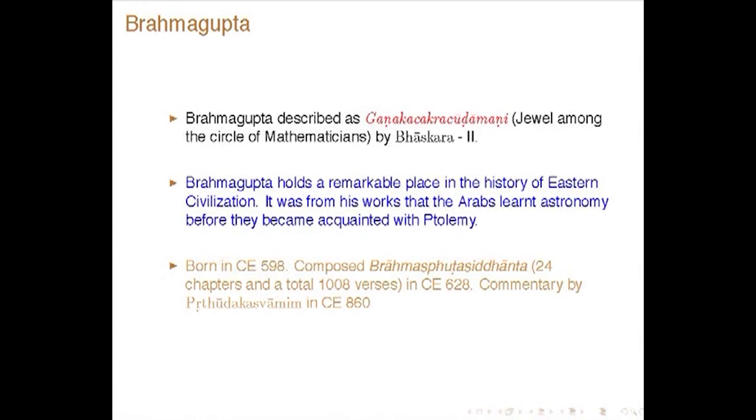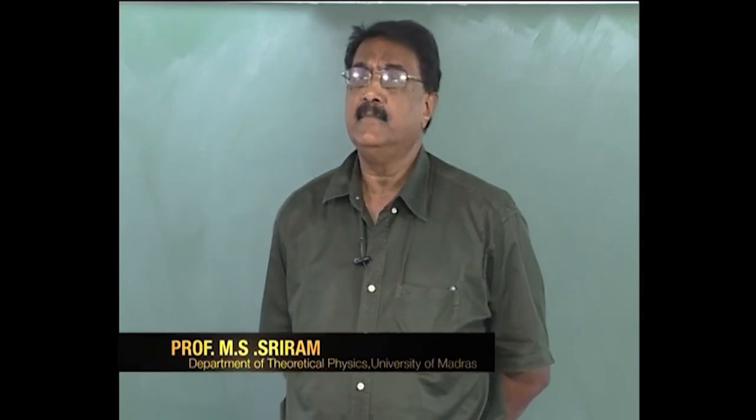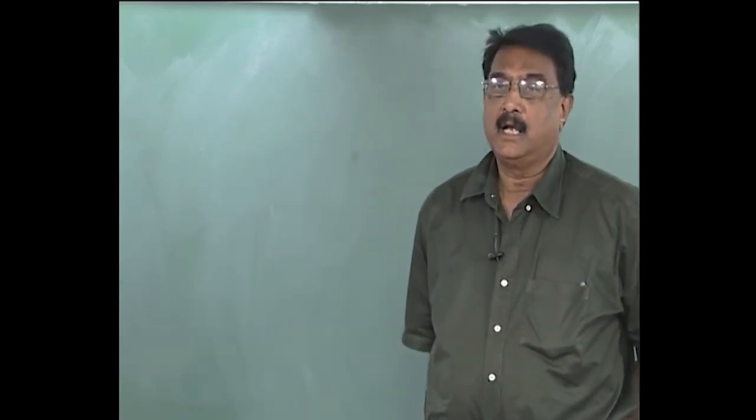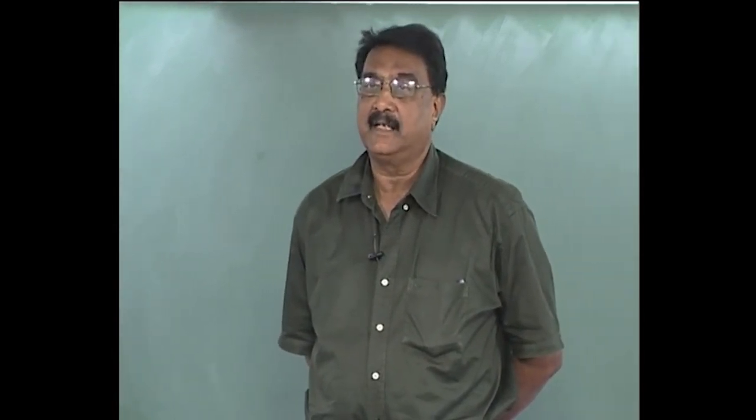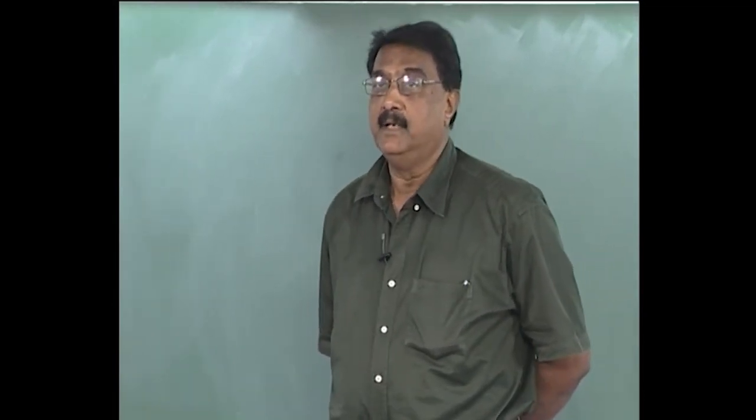Brahmagupta is described as Ganaka Chakra Chudamani, jewel among the circle of mathematicians, by Bhaskara II. He was held in high esteem by most of the astronomer mathematicians in India who followed him. He holds a remarkable place in the history of Eastern civilization. It was from his works that Arabs learnt astronomy before they became acquainted with Ptolemy. For instance, Brahmasphutasiddhanta went to Arab speaking countries, and it was translated as Sindhind. Similarly, one more work of his, Khandakhadyaka, was translated as Al Arkand, and that had a profound influence on the development of mathematics in the Islamic Arab region.